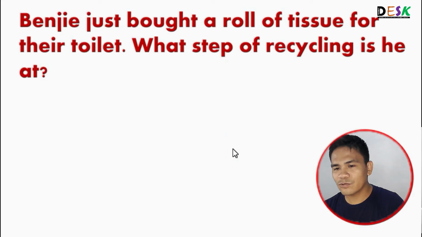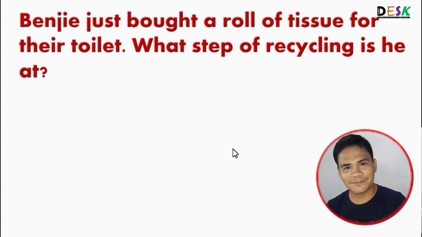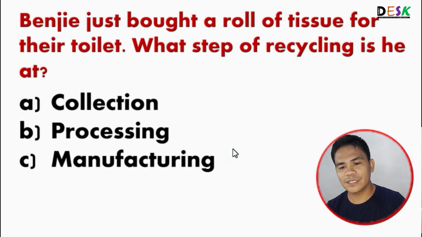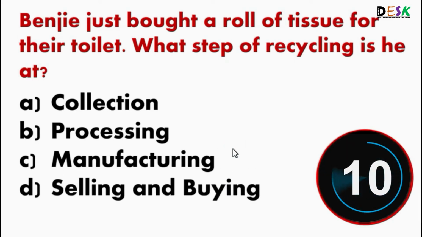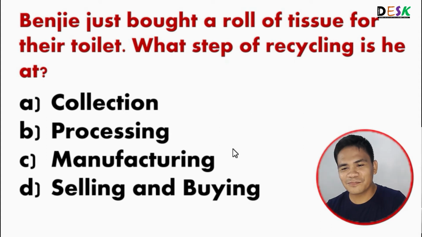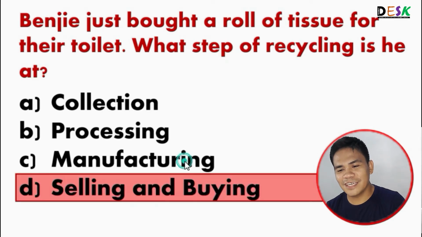Okay, we have another question here. Benji just bought a roll of tissue for their toilet. What step of recycling is he at? A. Collection, B. Processing, C. Manufacturing, and D. Selling and buying. You have 10 seconds. Alright, time is up. What is the answer? The answer is selling and buying.